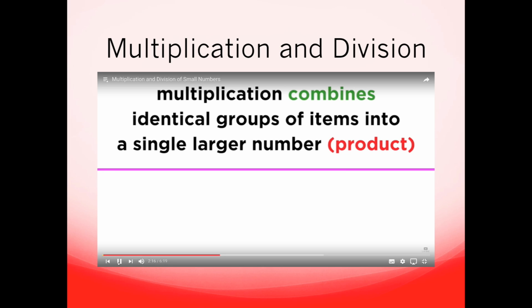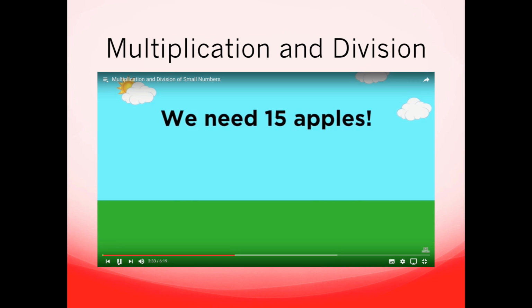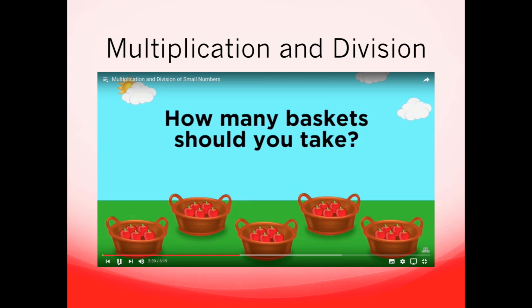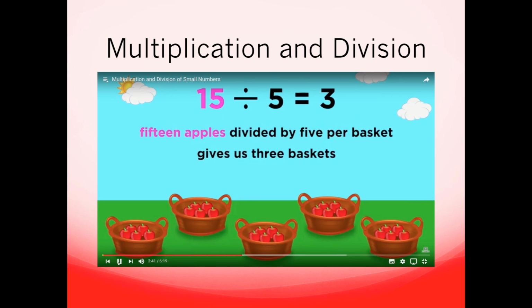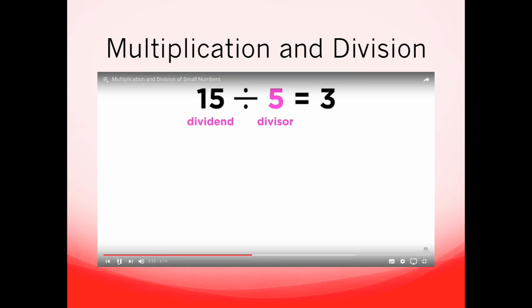So if multiplication solves the problem of how to combine several identical groups of items into a single larger number, or a product, then division, as the inverse operation of multiplication, does just the opposite. It can break a larger number into smaller ones. Let's say you want 15 apples, and at the market there are baskets, each containing 5 apples. How many baskets should you take? We simply divide 15 by 5 per basket to get 3, which means that 3 baskets will give us all the apples we need. 15 is the dividend, and 5 is the divisor, while 3 is the quotient.